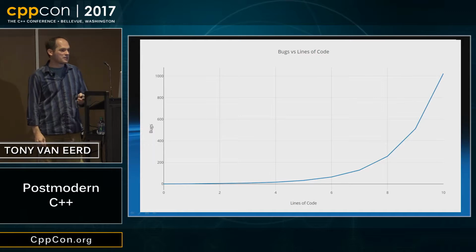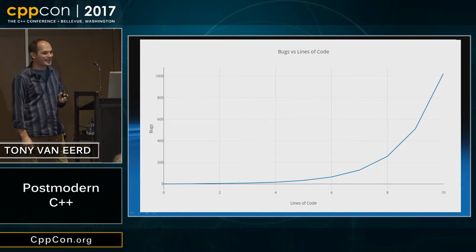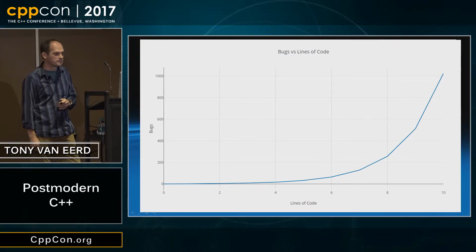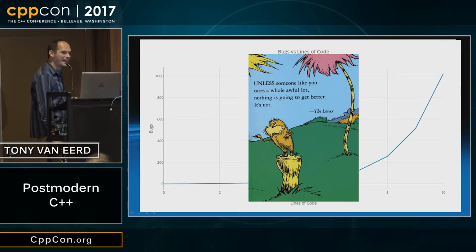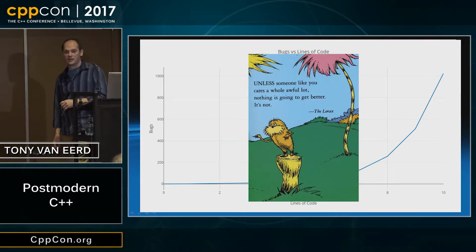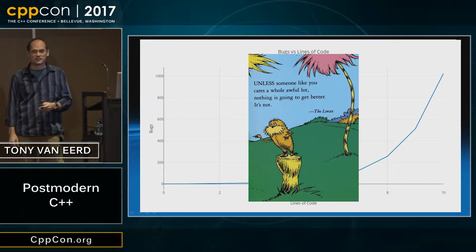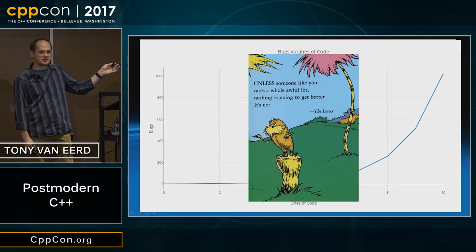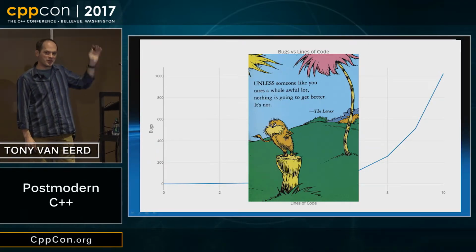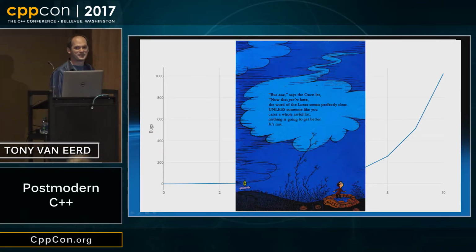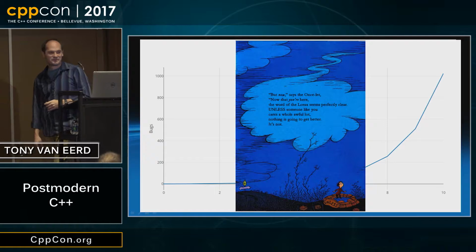Okay, this graph is back. What we lack is a tact that gets this problem back on track. And unless someone like you cares a whole awful lot, nothing's going to get better. It's not. This is straight from Dr. Seuss, but that is not the original page. This is the page people on the internet have made. This is the original page. It's very much darker because our problem is a dark problem.